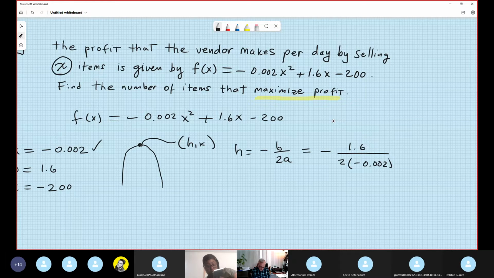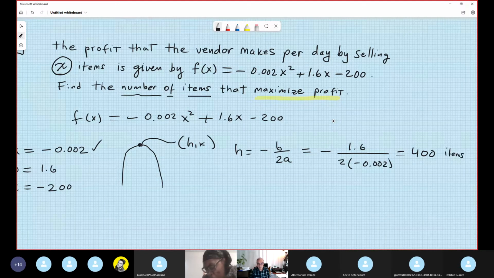So, you put in a calculator 1.6 divided by 2 times 0.002. And of course, double negative, the answer is positive 400. Yeah, the answer is positive 400. Okay, and that's it, because in the word problem, he wants to know only the number of items. Okay, selling 400 items. There are another kind of problem, but know this.